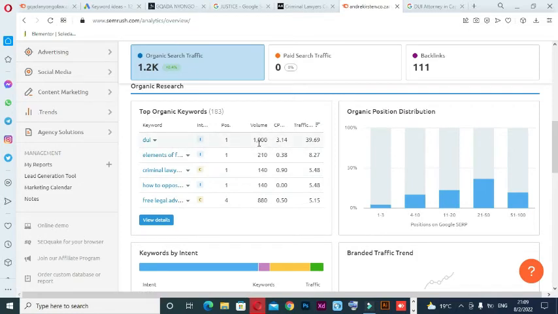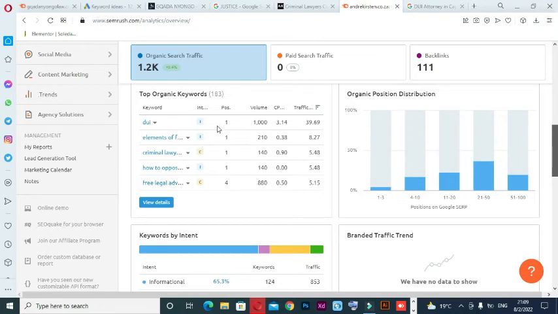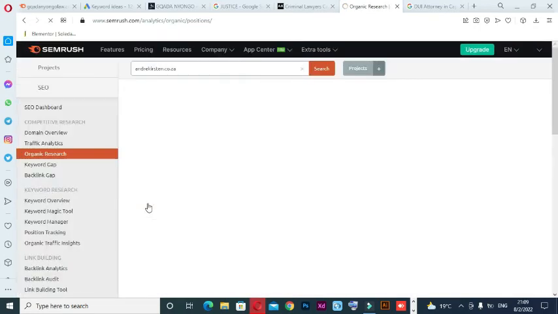Let's really see the finer details of their keywords. Free legal advice, how to oppose some cases. For DUI alone, they are getting 1,000 people per month. Imagine. Let's see the keywords they are ranked for. Top 1, 2, 1, 1, 1.